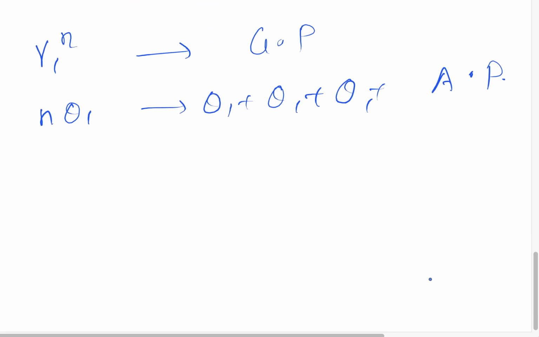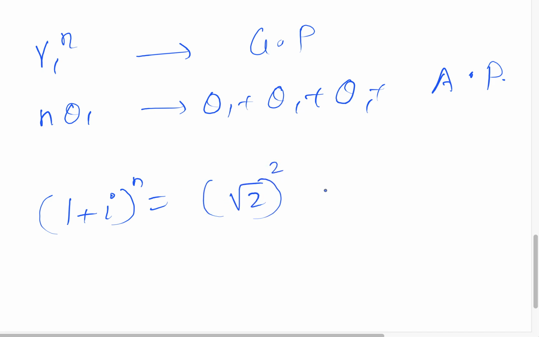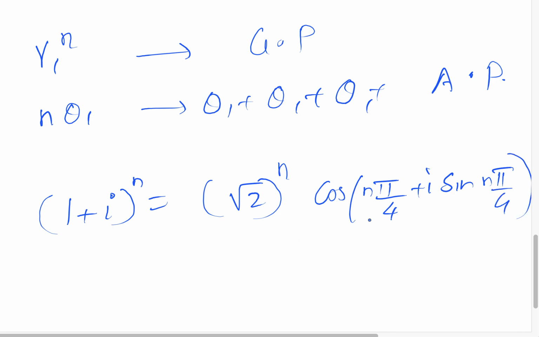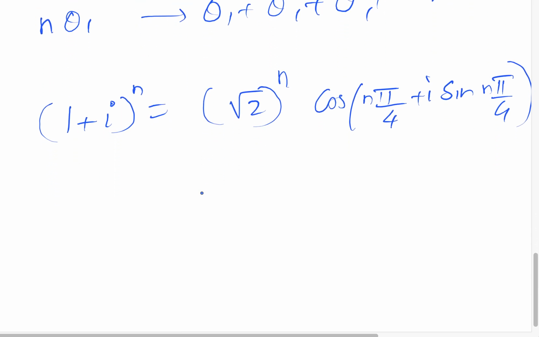So what will happen if I have, for example, 1 plus i raised to n, which means square root of 2 raised to n, not 2 raised to n. And what happens to the angle? Cos of n pi by 4 plus i sin n pi by 4. So it will be pi by 4, then 2 times pi by 4, which is pi by 2, then 3 times pi by 4, then 4 times pi by 4, and so on. And where will it rotate? Well, it will rotate on a circle.